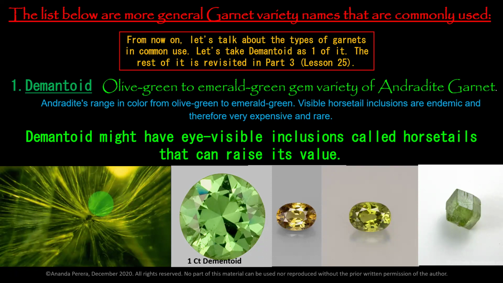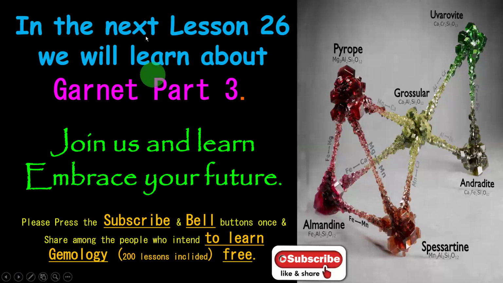We are learning again under the inclusions lessons, after lesson numbers 80, 90. So we are revisiting demantoid there. Now we are moving to next. In the next lesson, 26, we will learn about Garnet part 3. Join us and learn, embrace your future.